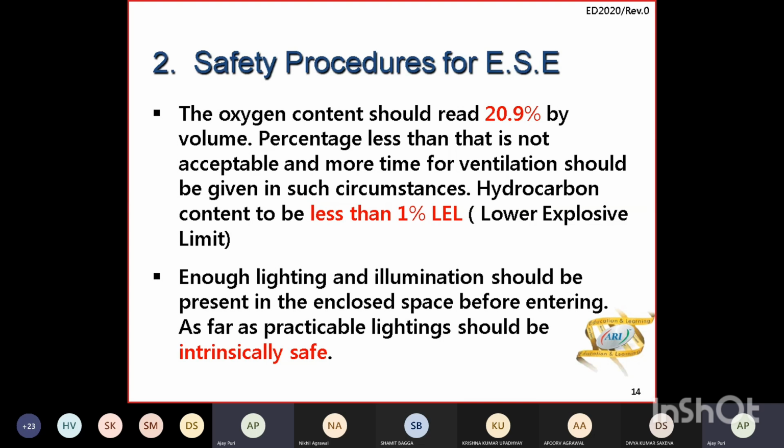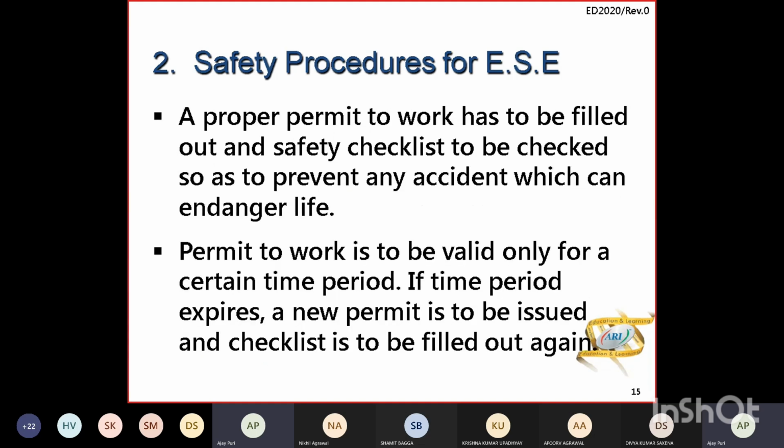There should be enough lighting and illumination in the enclosed space prior to entry, and the portable lighting should be intrinsically safe. The torches which you carry should be intrinsically safe. A proper permit to work has to be filled up and safety checklist to be done to prevent any accident which can endanger life.